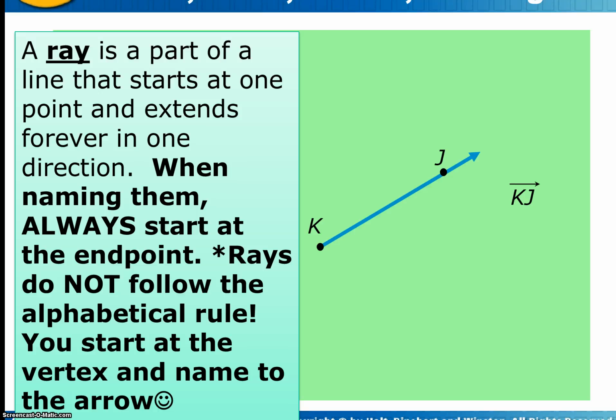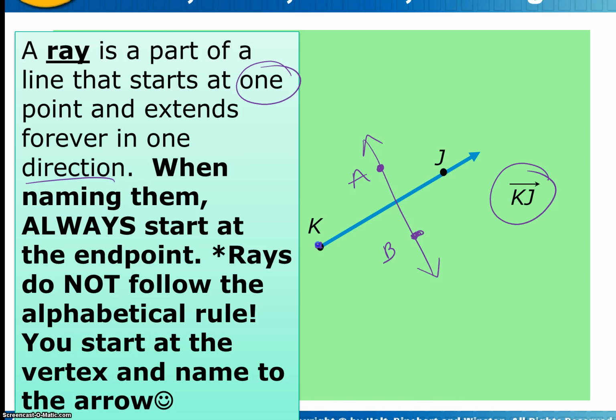So there's a bad pun: one direction, right? Only in one direction. You could have multiple lines intersecting each other with different points, and we could name many different rays. So let's say that's an A and that's a B. This is a ray, KJ. They are not in alphabetical order. They do not follow that rule.